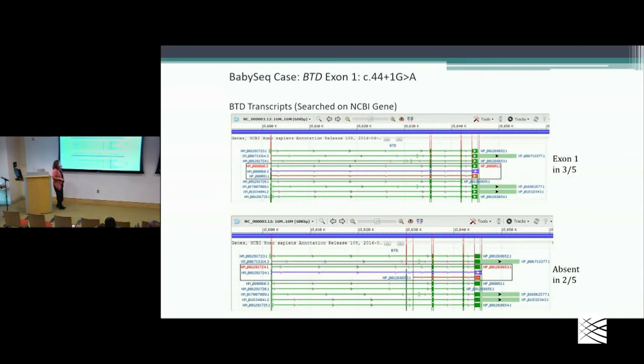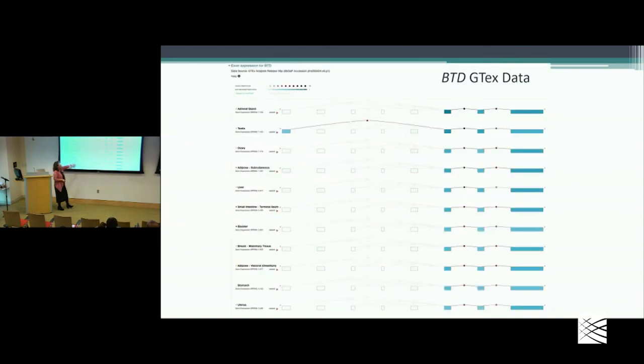And if you look at GTEx data, actually this just shows the different transcripts. That exon is present in NCBI RefSeq in 3 out of 5 transcripts, but it's absent in 2 out of 5. And then you look at GTEx data, and you can see for all these different tissues, this exon 1 is only present in the testis. So immediately you go, I'll bet you this exon is not required, and I need to interpret this variant as uncertain significance.